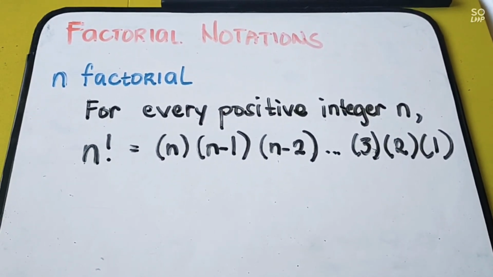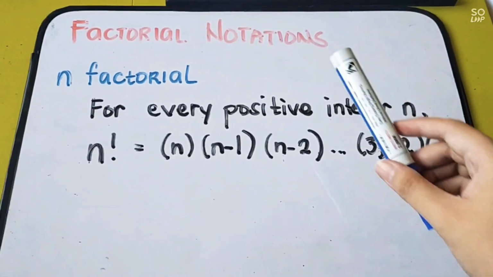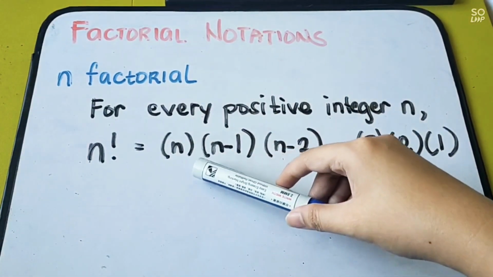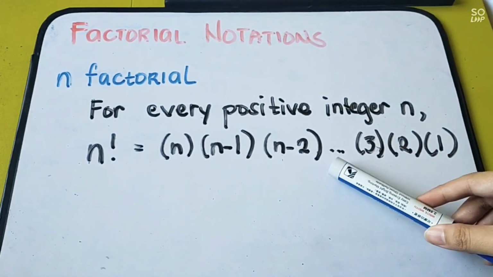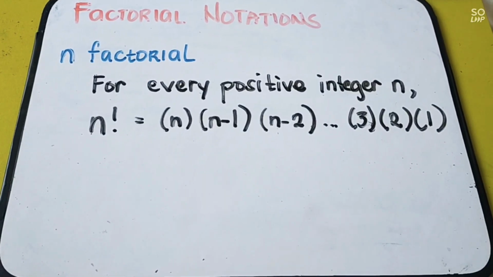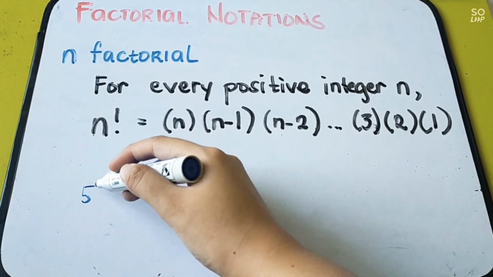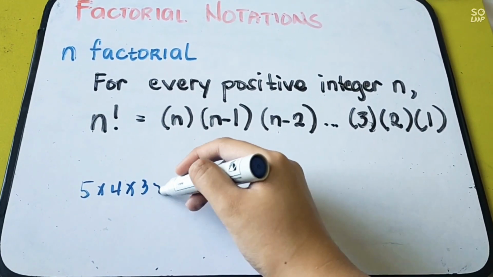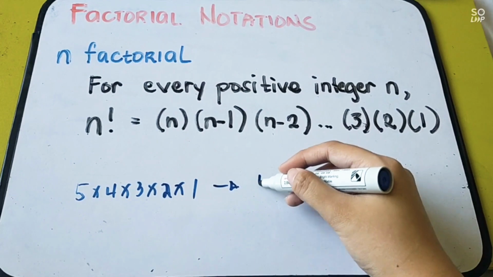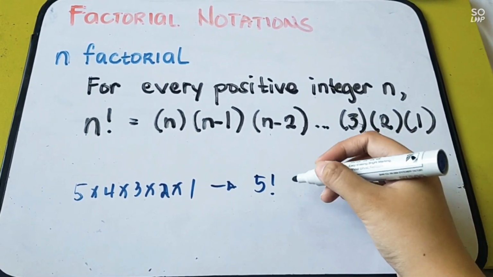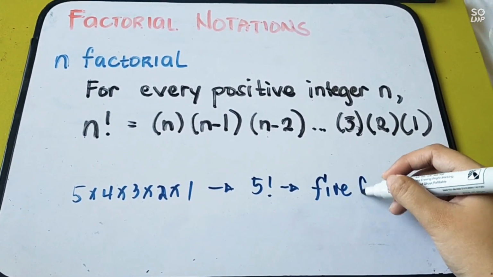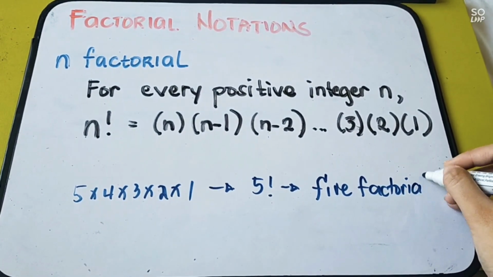When you say factorial notation, we have what you call n factorial, which, for every positive integer n, is equal to n times n minus 1 times n minus 2 and so on and so forth, times 3, times 2, and times 1. Meaning the product of 5 times 4 times 3 times 2 times 1 can be abbreviated in the form of 5 then an exclamation point. This is read as 5 factorial. Is it clear?